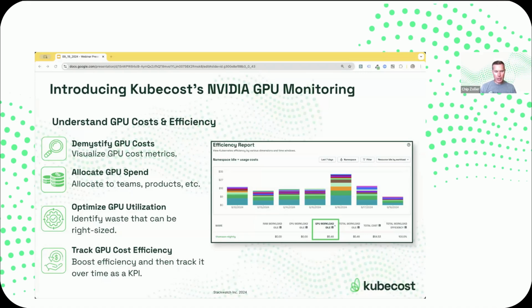In Kubernetes, for the most part, when workloads such as containers consume a GPU, it is 100% locked down. Nothing else can use it. It doesn't matter whether the container that is allocating it is using it or not. So first and foremost, demystifying GPU costs. That is, how do I even see which GPUs I have in my estate?